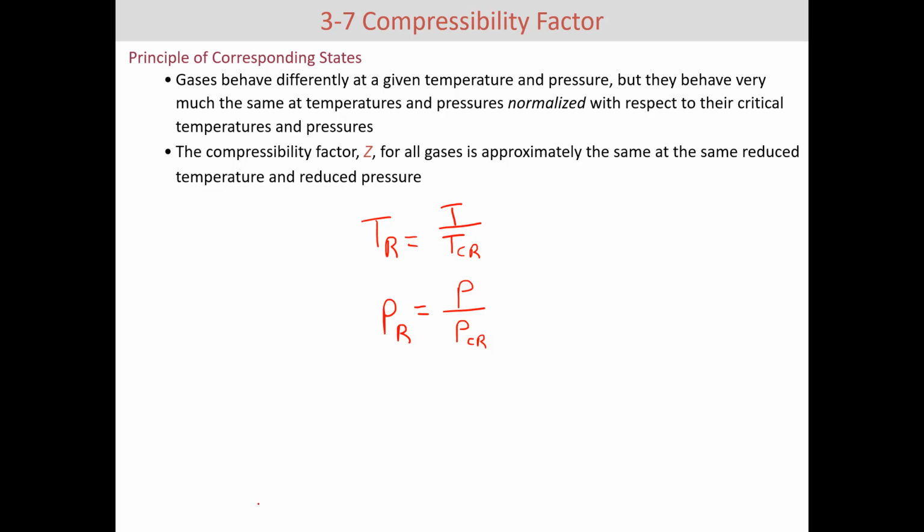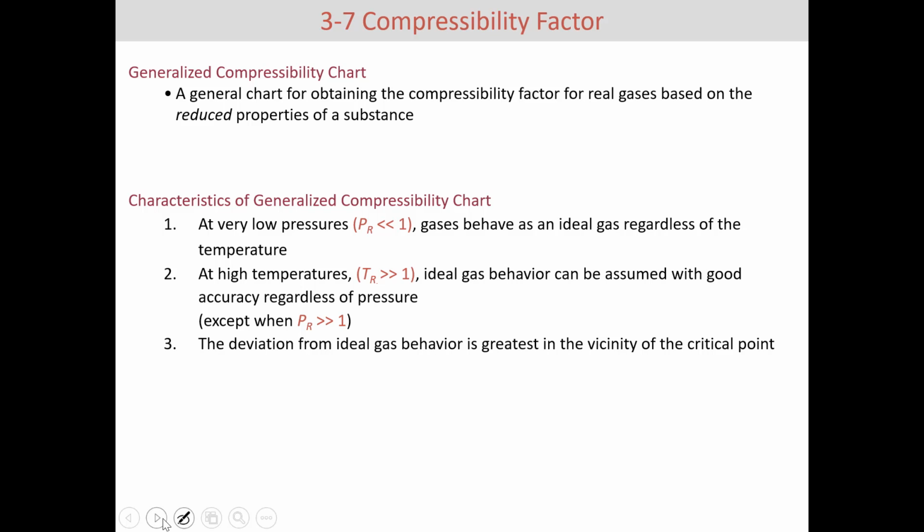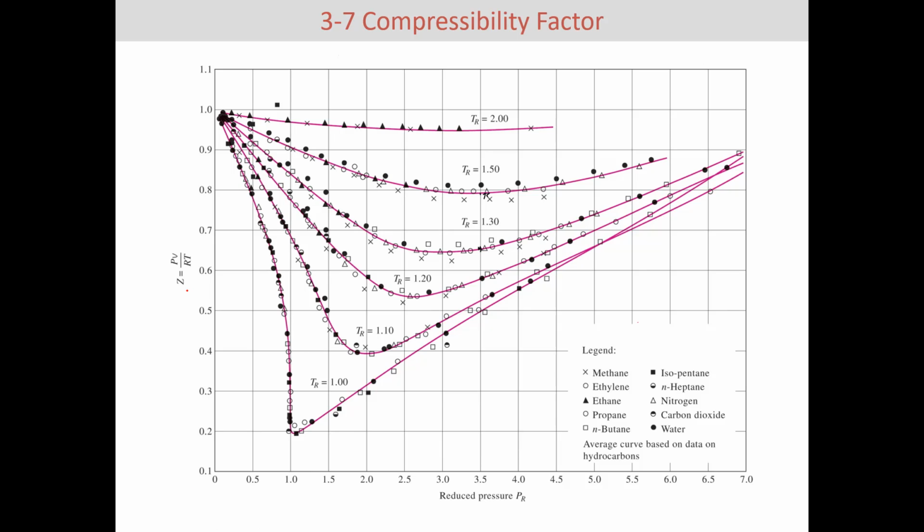And you go to something called the compressibility chart. The generalized compressibility chart is a general chart for obtaining a compressibility factor for real gases based on those reduced properties. And here it is. This is the compressibility chart. So let's look at how to use it.